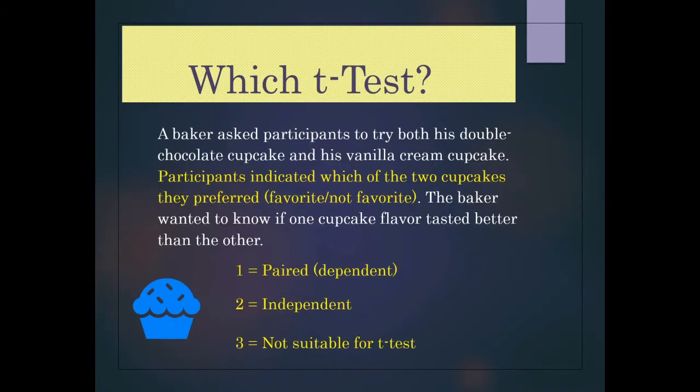A baker asked participants to try both his double chocolate cupcake and his vanilla cream cupcake. Participants indicated which of the two cupcakes they preferred, favorite or not favorite. The baker wanted to know if one cupcake flavor tasted better than the other. Is that a paired or dependent t-test? Is that an independent t-test, or is it not suitable for t-tests?